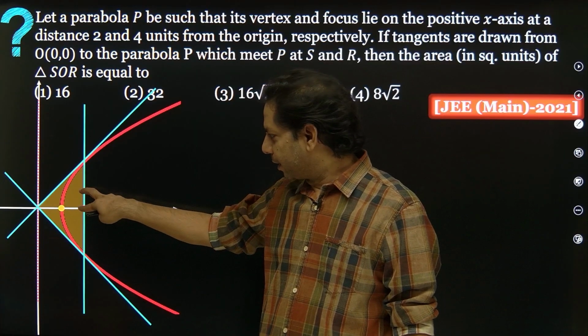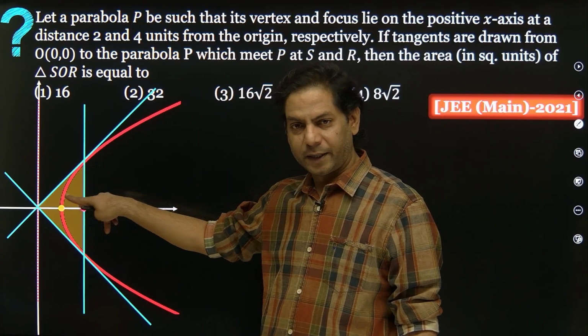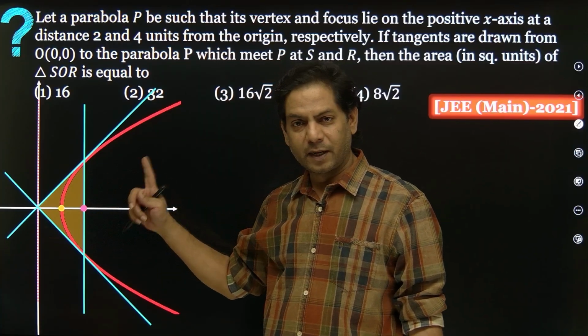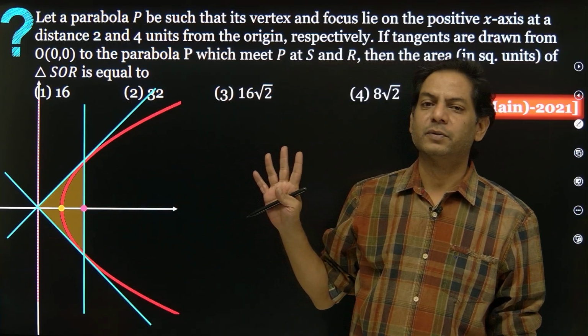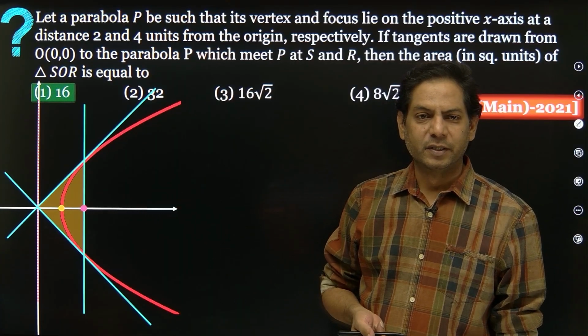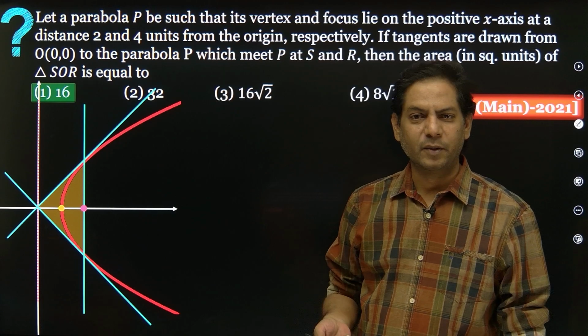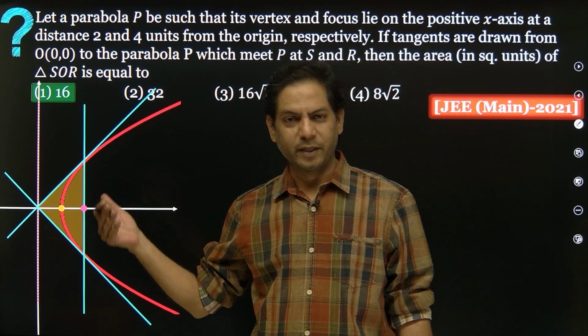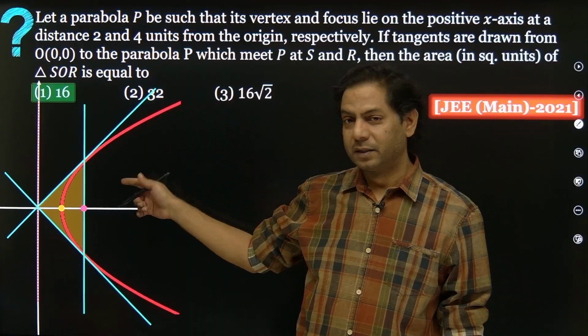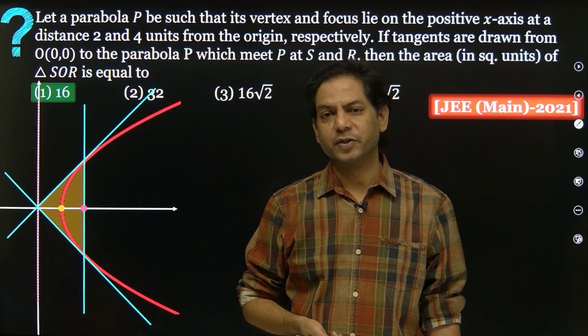So this area, 4a into 2a, 8a square divided by 2 also. So that will be 4a square, and a is equal to 4. So 4 into 4, 16. That means first option is the correct answer. You don't have to do any calculations or write down any equations if you observe that this property is applicable in this situation.